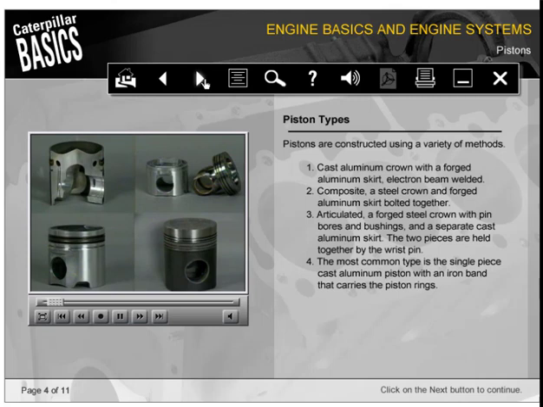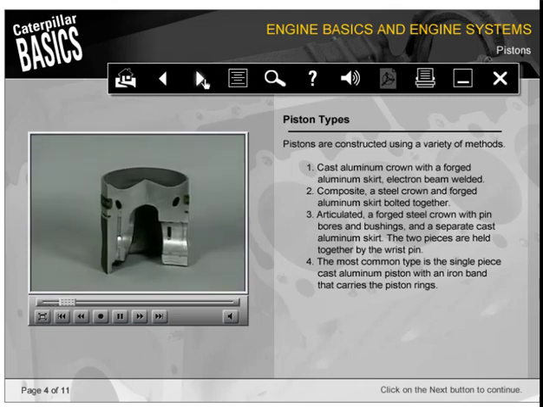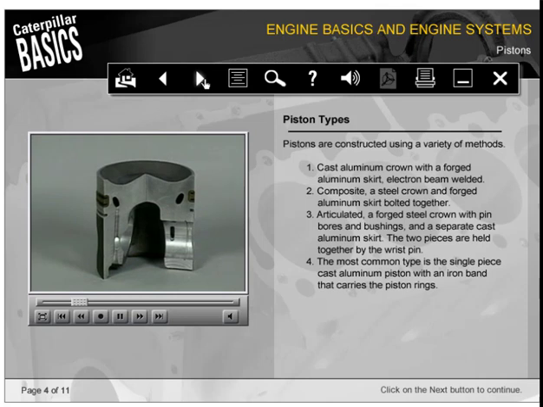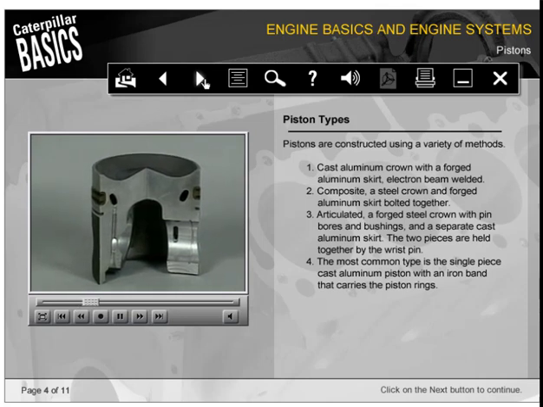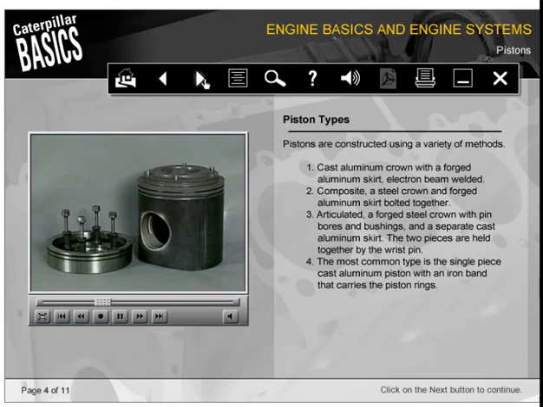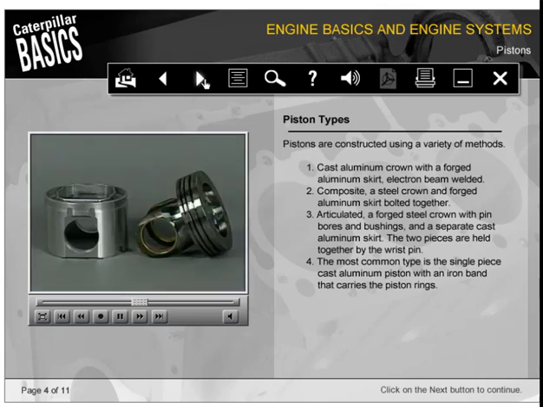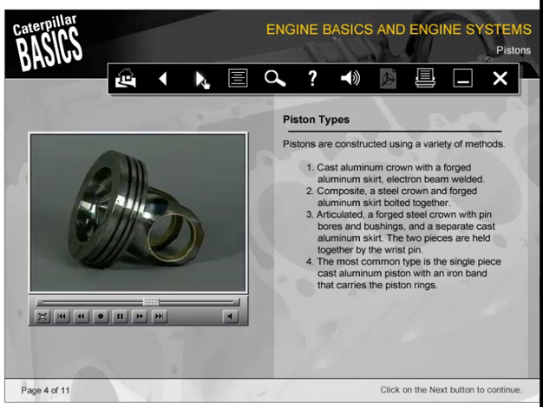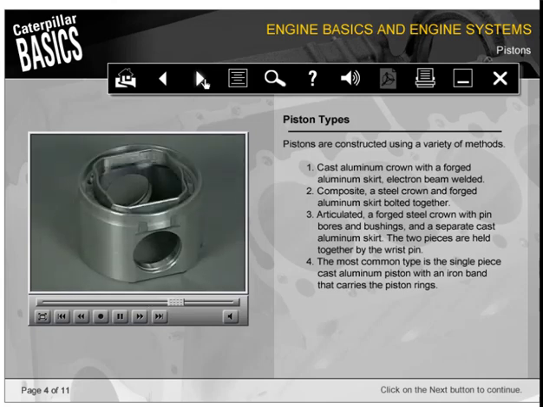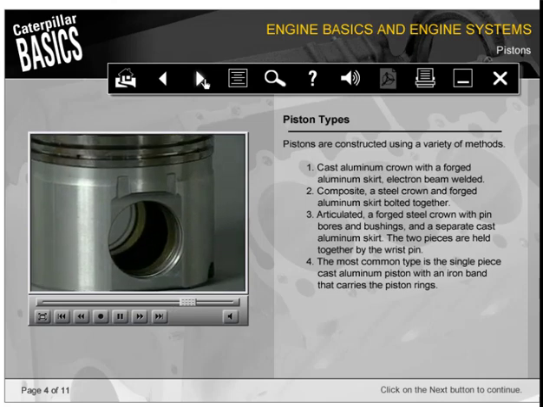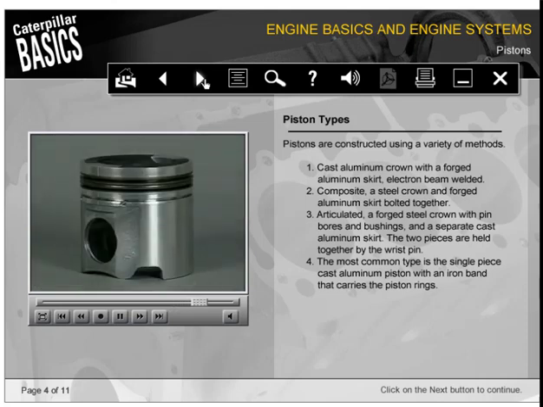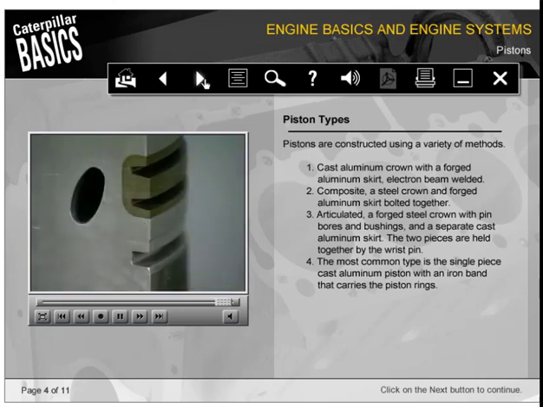Pistons are constructed using a variety of methods. Some have a cast aluminum crown and a forged aluminum skirt, which have been electron beam welded. Some are composite pistons, which means a steel crown and forged aluminum skirt are bolted together. And articulated pistons have two pieces, a forged steel crown with pin bores and bushings, and a separate cast aluminum skirt. The two pieces are held together by the wrist pin. The most common type is the single-piece cast aluminum piston with an iron band that carries the piston rings.